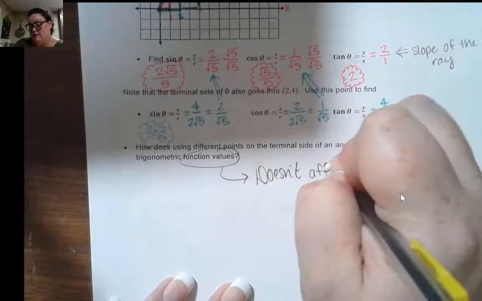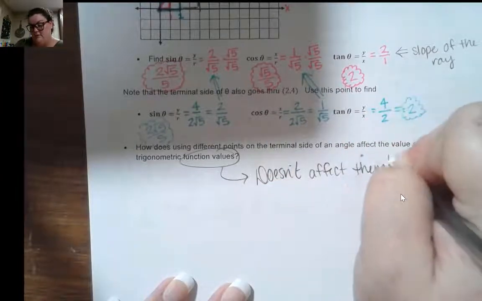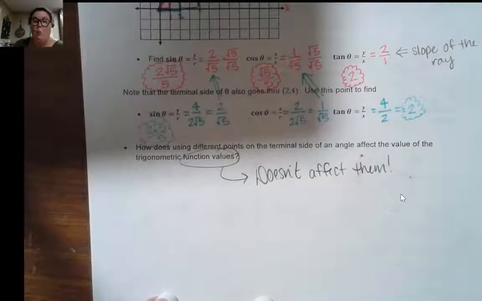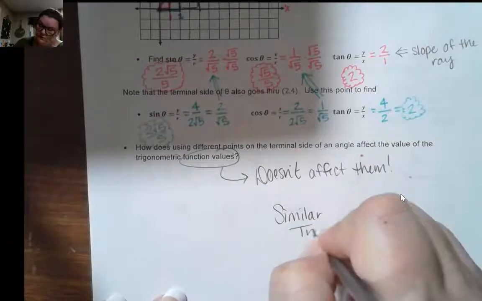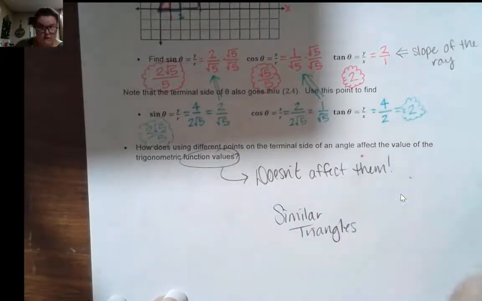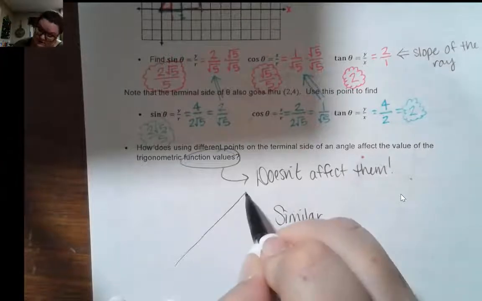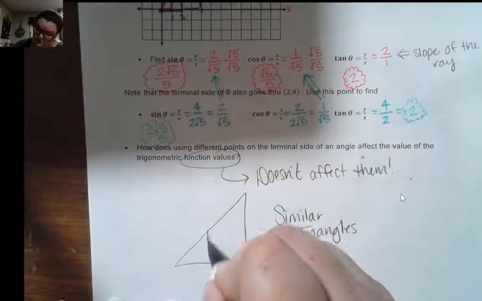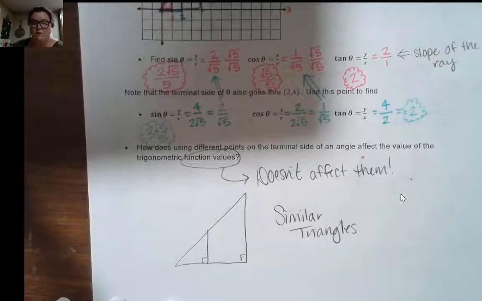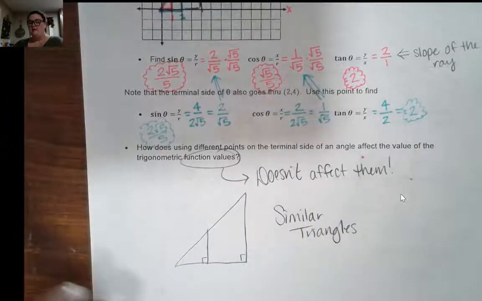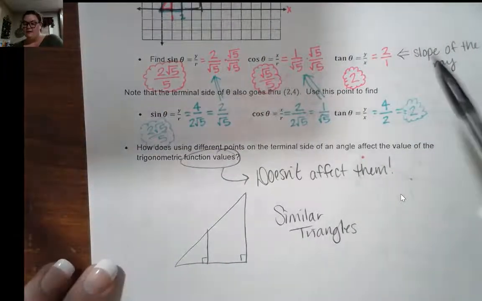Doesn't affect them. Okay, we can use any one. And why it doesn't affect them goes back to similar triangles. You'll remember talking about similar triangles. So if we use the same triangle, then we end up with the same ratios when we talk about the lengths of their sides.